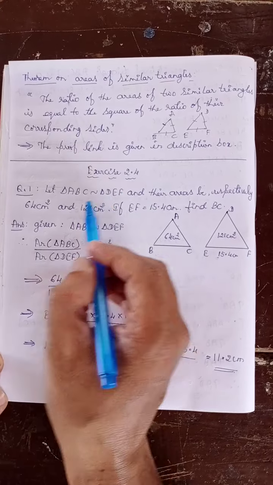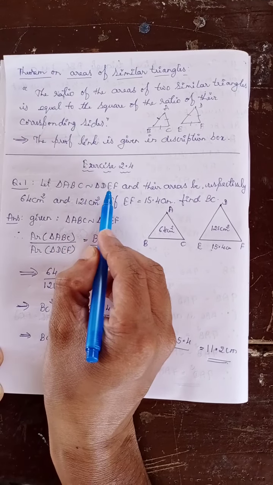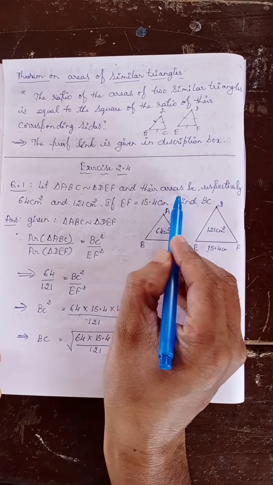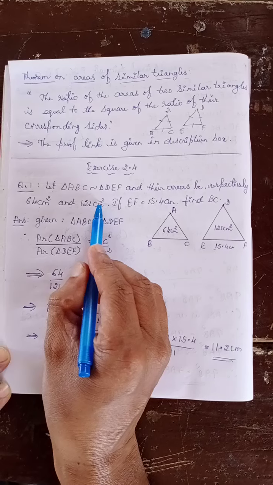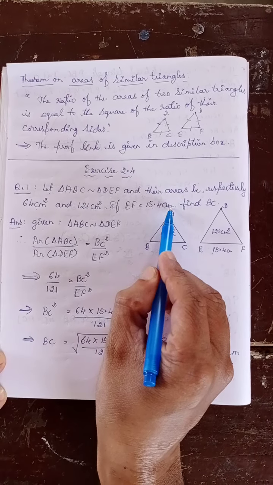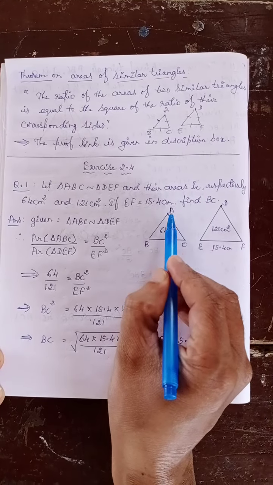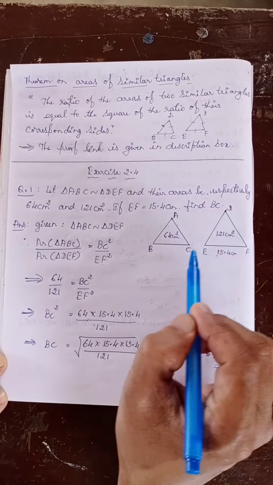Exercise 2.4, the first question is: let triangle ABC be similar to triangle DEF and their areas be respectively 64 cm square and 121 cm square. If EF is equal to 15.4 cm, then find the length of BC. Here we can see the diagram. The triangle ABC and triangle DEF are given.